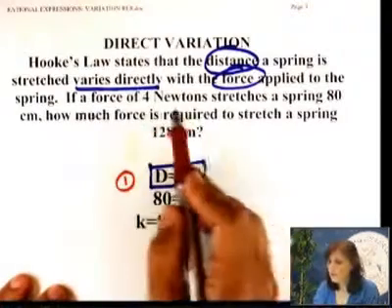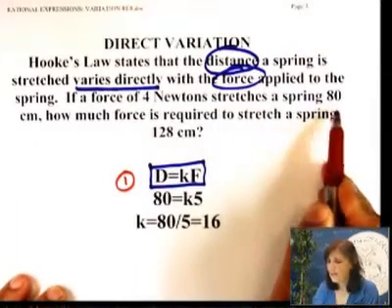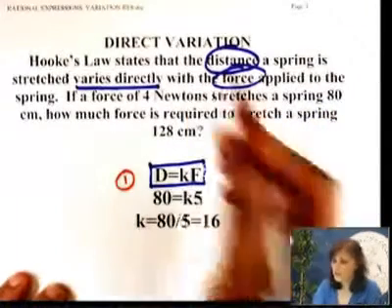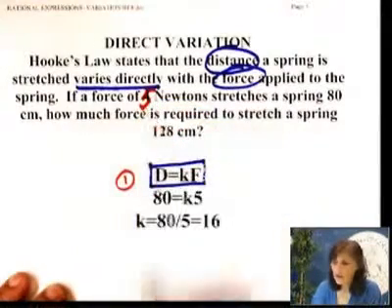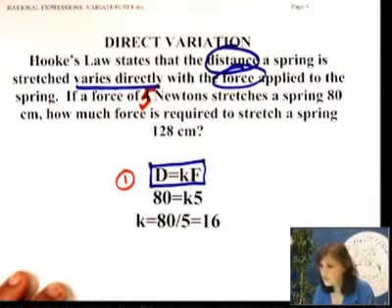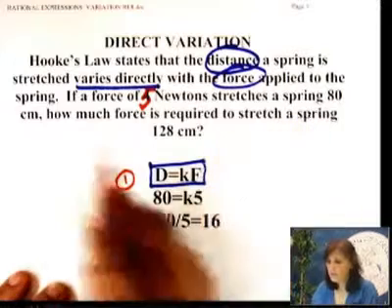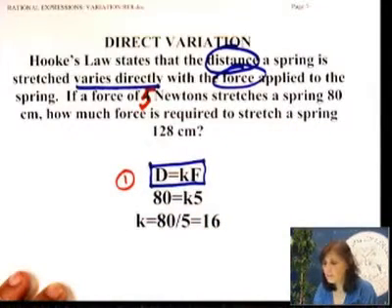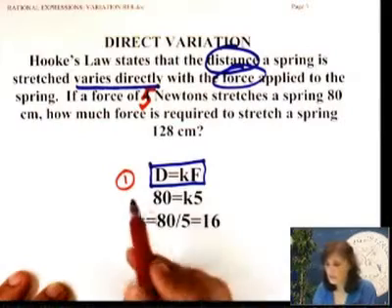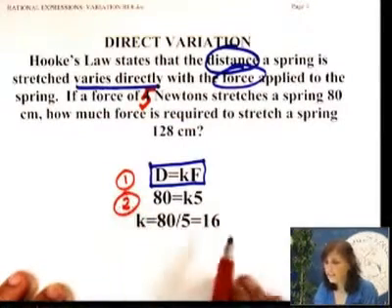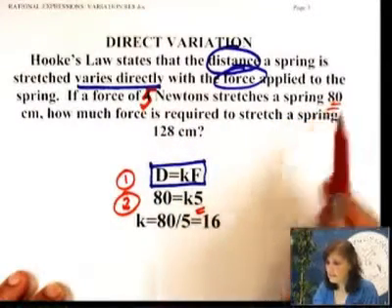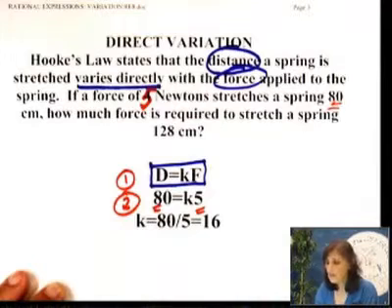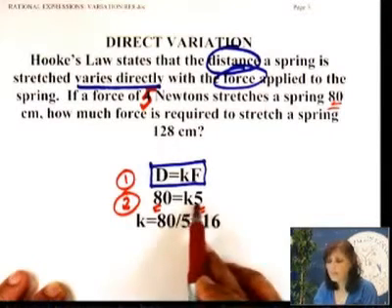If a force of 4 newtons stretches a spring of 80 centimeters, let's change that to 5 newtons, because that's what it says in there. If a force of 5 newtons stretches a spring of 80 centimeters, how much force is required to stretch a spring of 128 centimeters? So what you do, you plug in the numbers that you see in there. So 5 is 5, and 80 is 80. 80 equals K times F, K times 5.